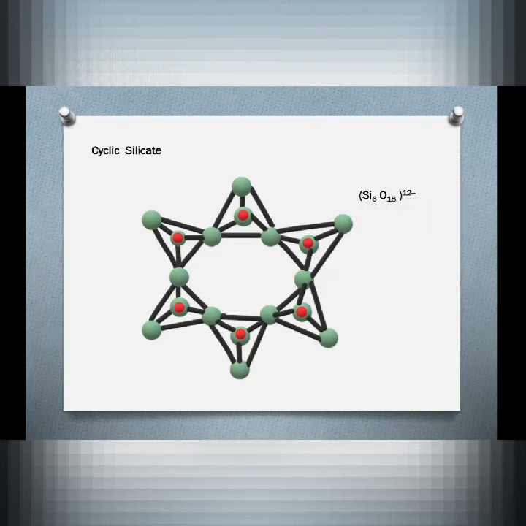And one very important example of this type of cyclic silicate is beryl. Beryl is beryllium aluminium silicate, and the formula of beryl is Be3Al2(SiO3)6, and here the negative charge of silicate is 12 minus, and the repeating unit is Si6O18.